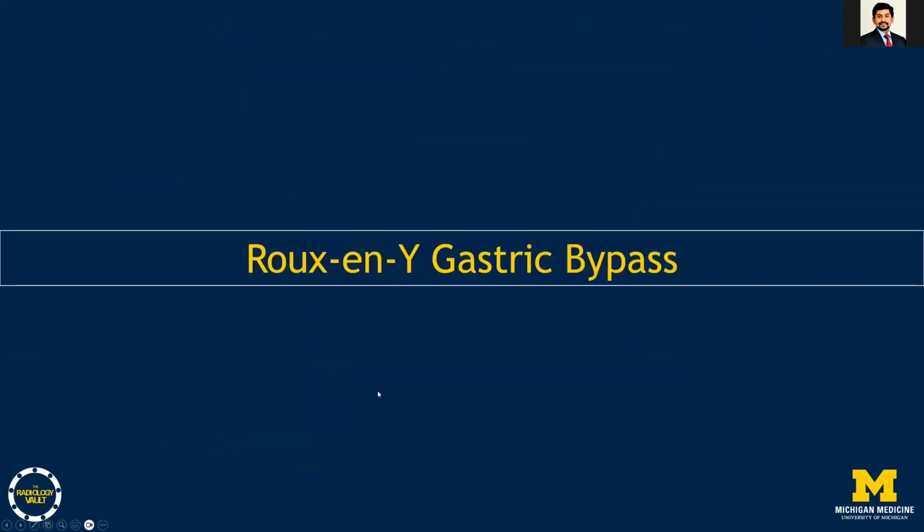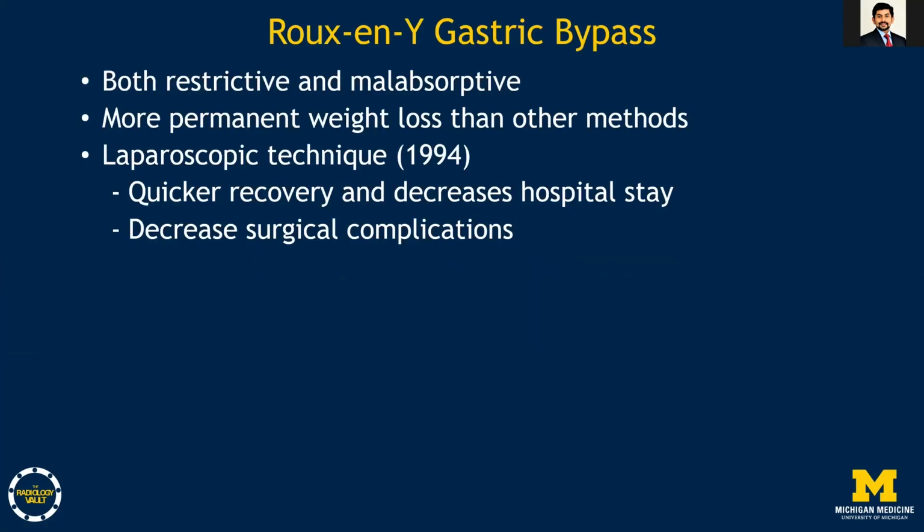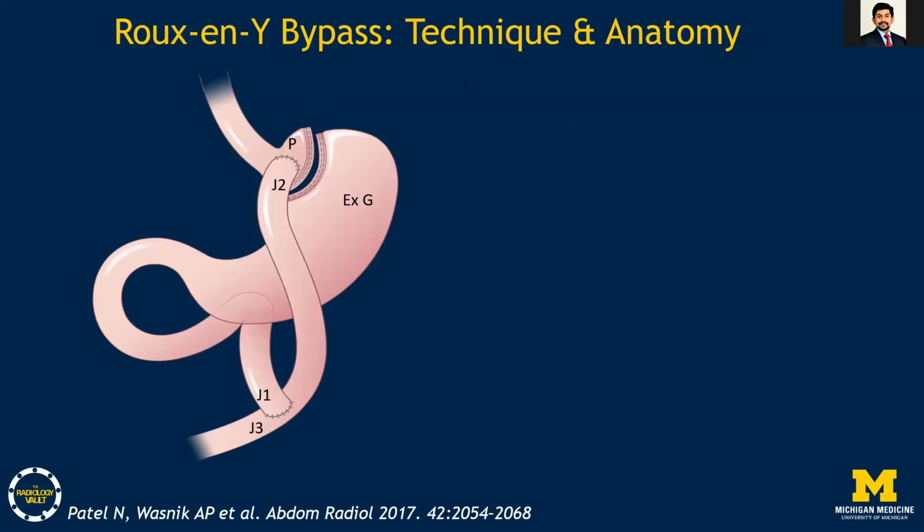Now moving on to Roux-en-Y gastric bypass, that is one of the common surgical procedures done. This is both restrictive and malabsorptive because the goal here is to reduce the volume of the stomach but also to bypass a portion of the small bowel. This has been shown to cause more permanent weight loss than any other methods. With the introduction of laparoscopic technique in 1994, studies have shown that Roux-en-Y gastric bypass with laparoscopy has led to quicker recovery, decreased hospital stay, and decreased surgical complications.